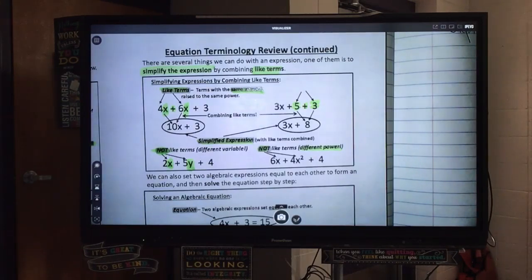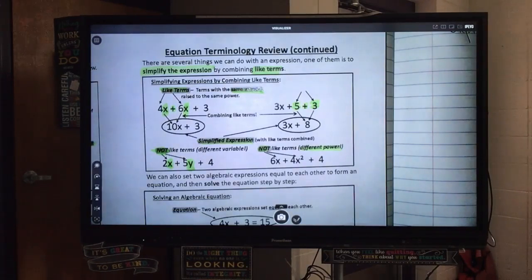Right, so what if I had 6x to the third? Could I combine it with 4x squared? Right, you can only combine with the same power, so it can only be variable squared, variable to the third, whatever. So your powers have to literally be the exact same, minus the number. Does that make sense to you guys?